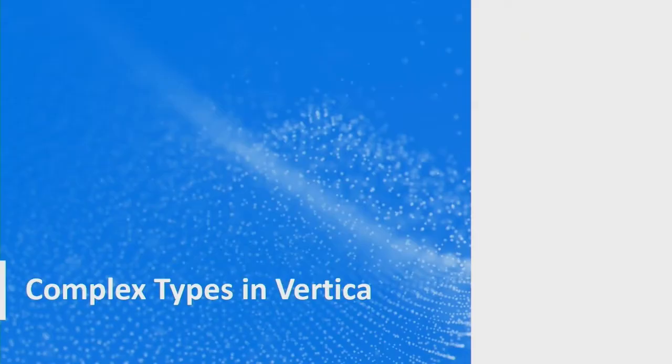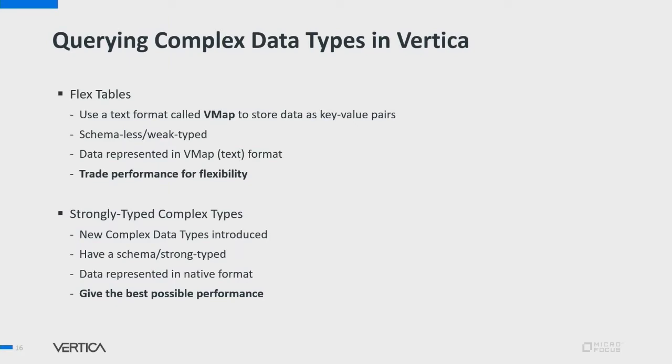All right, so now let's look at what are the ways we support complex data types in Vertica. So Vertica primarily has 2 ways to support complex data types. First is the flex tables. Flex tables use a text-based format called VMAP to store the data as key value pairs. It is schemaless and weakly typed, very similar to JSON in that sense. And as I mentioned, data is represented in VMAP and text format. And the primary advantage of flex tables is that you get flexibility at the cost of performance. So if your data doesn't have a strong schema, say every row has different fields, then you need the flexibility to analyze the data, and flex tables give you that.